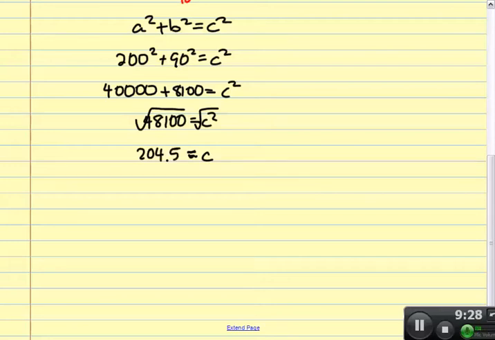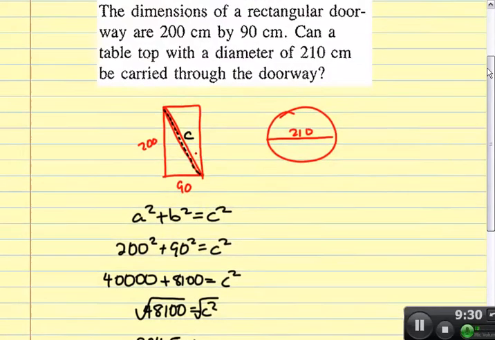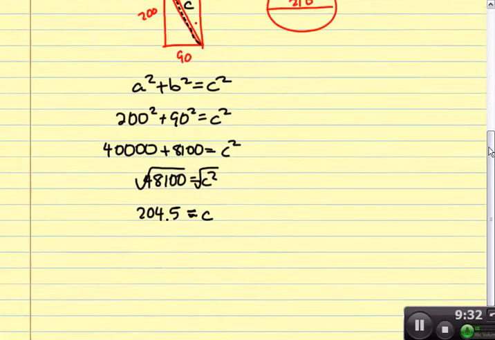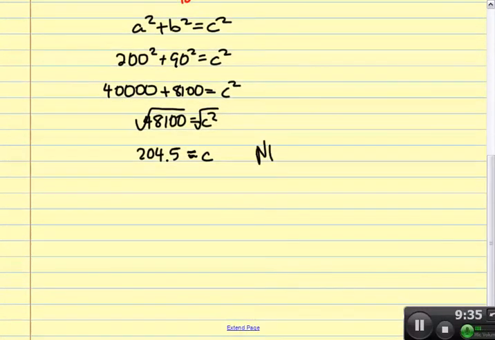204.5. I rounded to the nearest 10. Okay? It doesn't say what we're to round here. We're just supposed to answer. Can it fit through the doorway? And the answer is no.